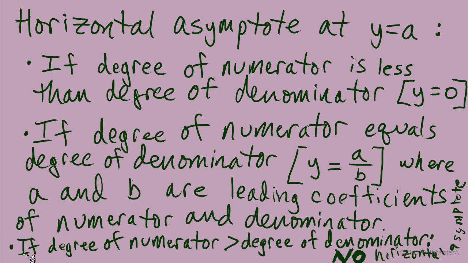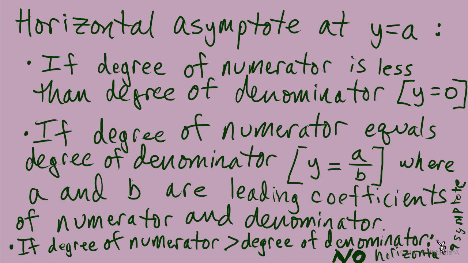And the last case, I chose to squeeze it down here at the bottom. If the degree of the numerator is greater than the degree of the denominator, so those are basically the only three situations we could have. The first one, the degree of the numerator is less than degree of denominator. The middle case, if the degrees are equal. And lastly, if the degree of the numerator is the larger one, we'd have no horizontal asymptote in that case.